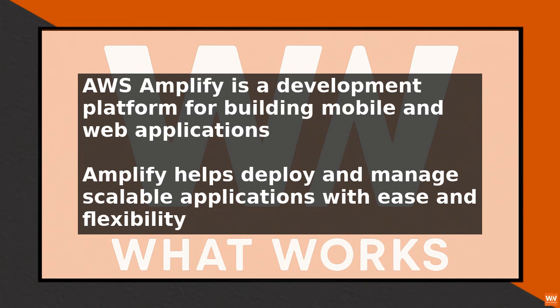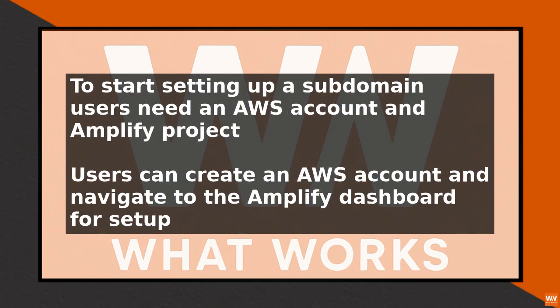Once your project is set up, click on the App Settings tab and scroll down to the Domain Settings section. In this section, you can configure your domain and subdomain settings. To set up a subdomain, click on the Add a Custom Domain button and select the subdomain option.